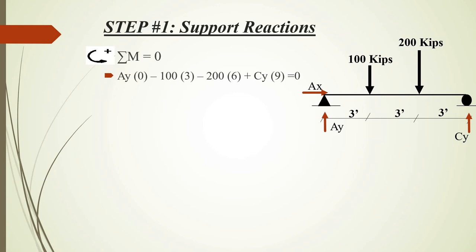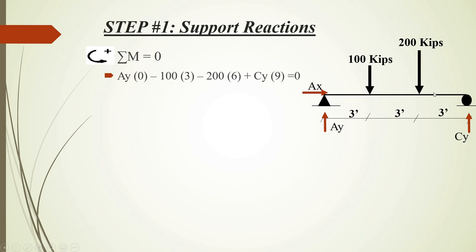But since this is the very first time I'm taking it into account, so Ay into 0 minus 100, that's the first force that I come across. And the distance with respect to A for this force is 3. So it's 100 into 3, and I'm taking it minus because 100 is going to rotate in this clockwise direction.